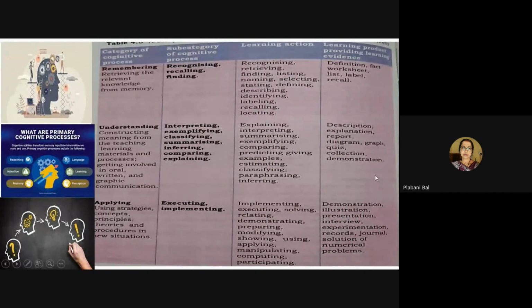And the learning product will be like this. The learner can describe, explain, or prepare a report, prepare a diagram or graph or quiz, or collect some related information, or they can demonstrate.